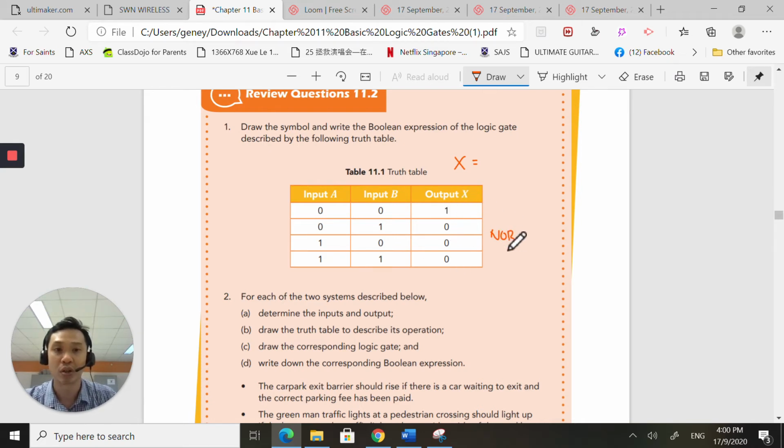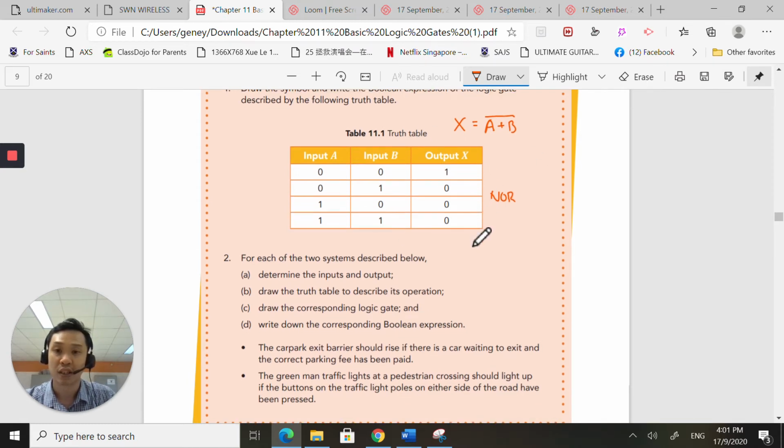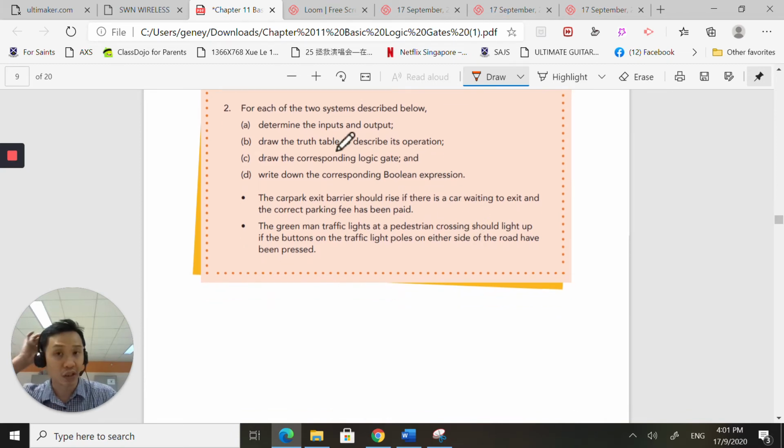So a NOR gate is A or B, not that. Okay, so this should be the answer for this, right? Go and fact check me, tell me if I'm wrong on this. Now, this is what I want to go through with you, the whole situation and the context thing, right? So I'm going to do the first one, and then you will do the second one yourself.